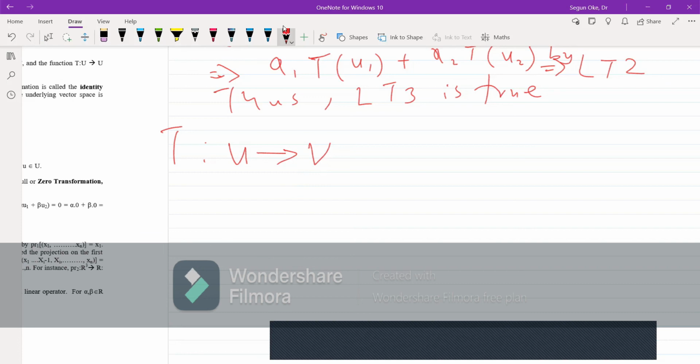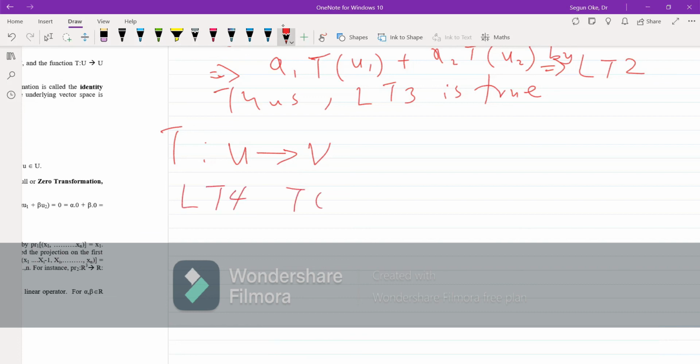So we move on to what we call LT4, another condition that says T of 0 is equal to 0. Let us see why this is true.